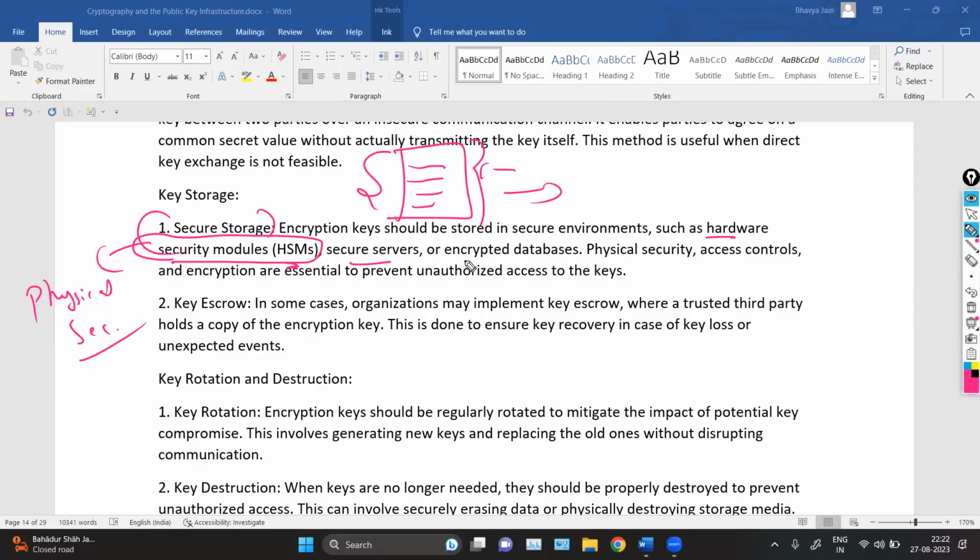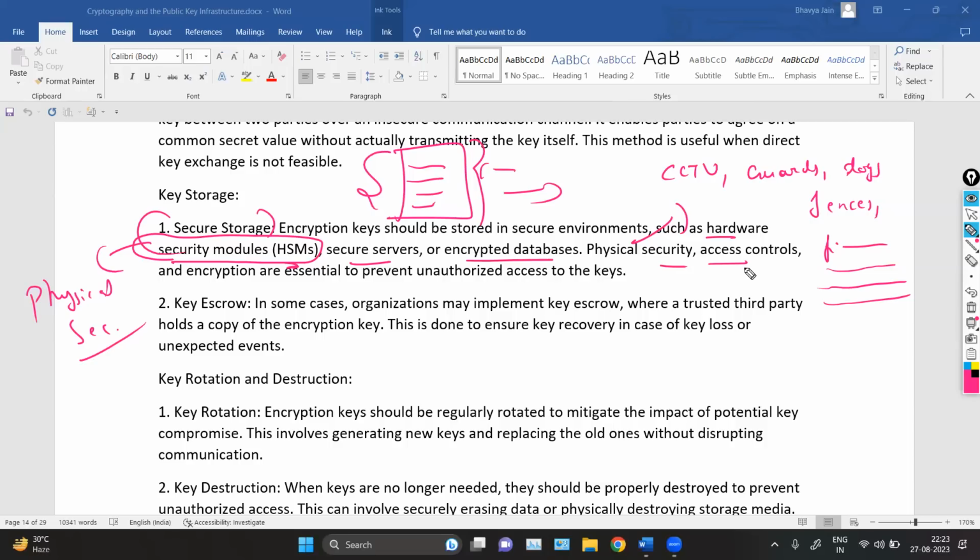Then we can secure the servers or encrypted databases. And then physical security and access control: we can implement CCTV cameras, guards, guard dogs, fences on the premises, and also fingerprint sensors, eye scan, face scan, and card access logs. We can put these in the location where your servers are located, where all your keys are stored. So we can apply physical security.